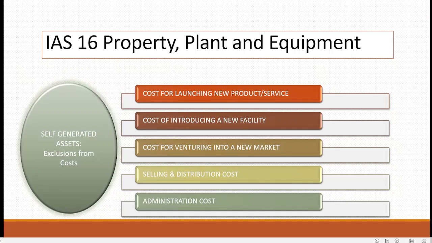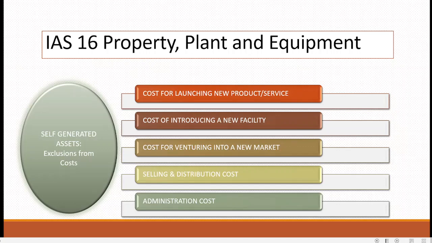These costs we are not going to add into any kind of property, plant and equipment. Let's say we are launching a new factory, so there is a sales and marketing cost, or a market research cost to go into that particular market. If we are adding a new machine, or a new production facility in any market, those costs are actually not the cost of property, plant and equipment.